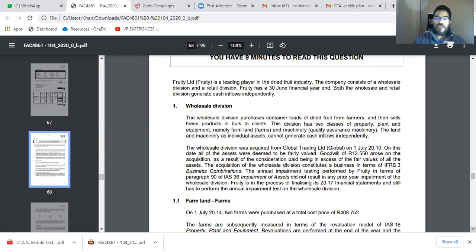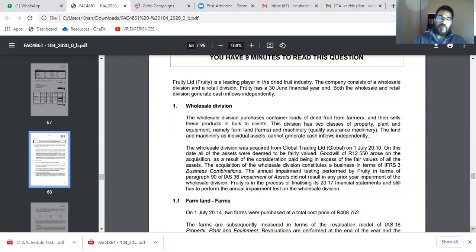Goodwill will never be able to generate cash inflows independently. As a result, goodwill will never be able to be impaired individually. So if you can't impair an asset individually, you have to perform the assessment as part of a cash generating unit.